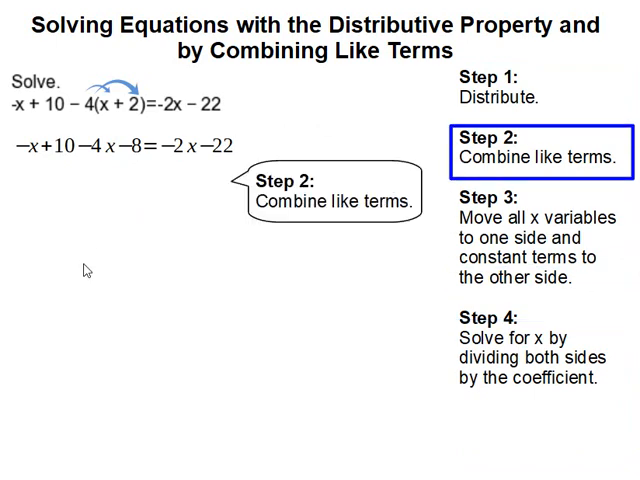Step 2. Combine like terms. So we have our like terms, and now we're going to combine them. So 10 minus 8 will get you 2. Negative x minus 4x will get you negative 5x, or 2 minus 5x.